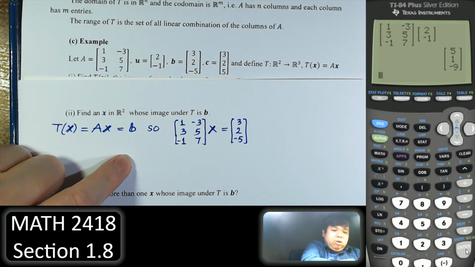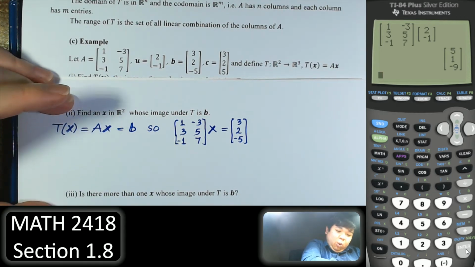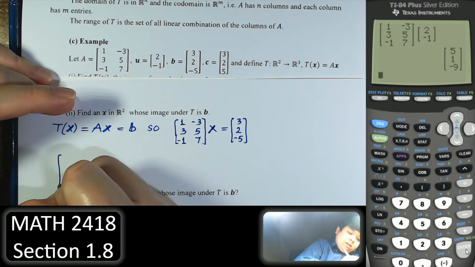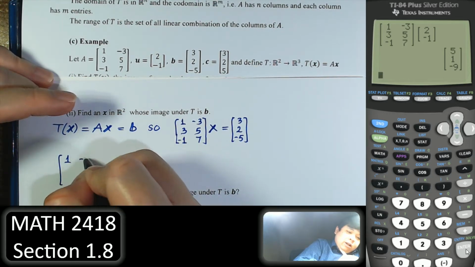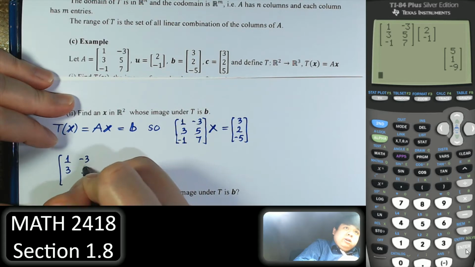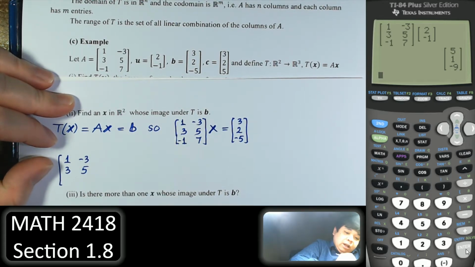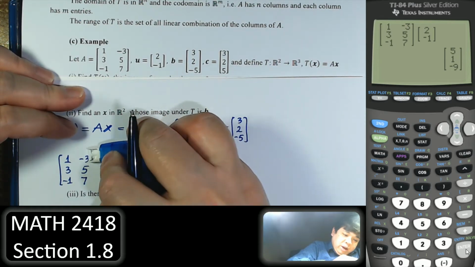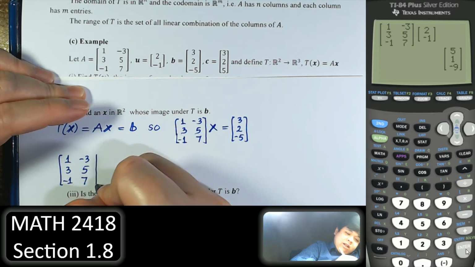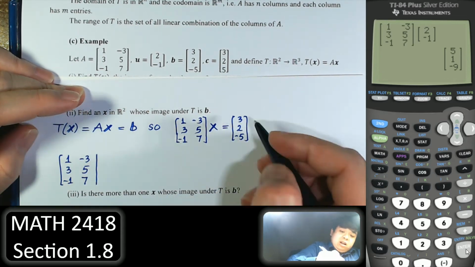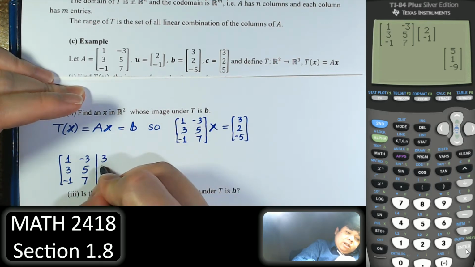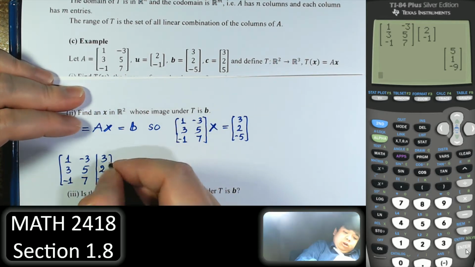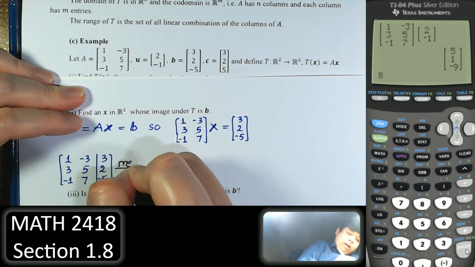Right. So of course that matrix equation, we put in the matrix this on the left hand side, this on the right hand side. 1, negative 3, 3 and 5, negative 1 and 7. So the matrix on the left hand side, the columns of the matrix from the left hand side, and then the right hand side is the image. And now we do the reduced row echelon form.